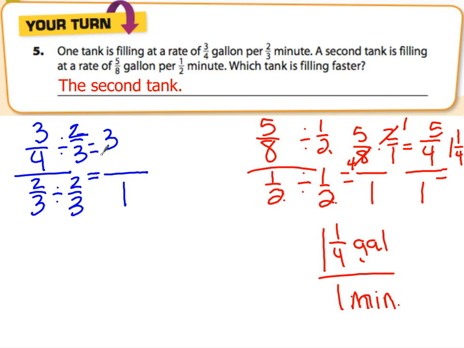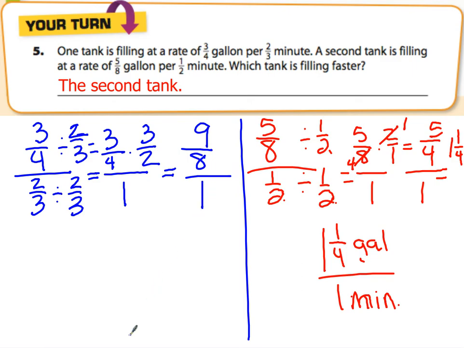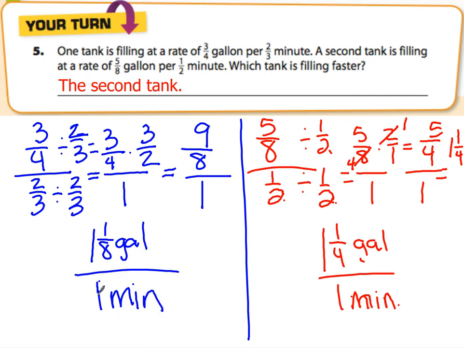I know on bottom I get 1. On top, I keep, change, flip. Can't do any simplification. So I have 3 times 3 is 9. 4 times 2 is 8/1. So this one is filling at 1 1/8 gallons per 1 minute. I know that 1/8 is smaller than 1/4. The 1 really doesn't matter. We're comparing the fractions. So again, the second tank is filling faster.